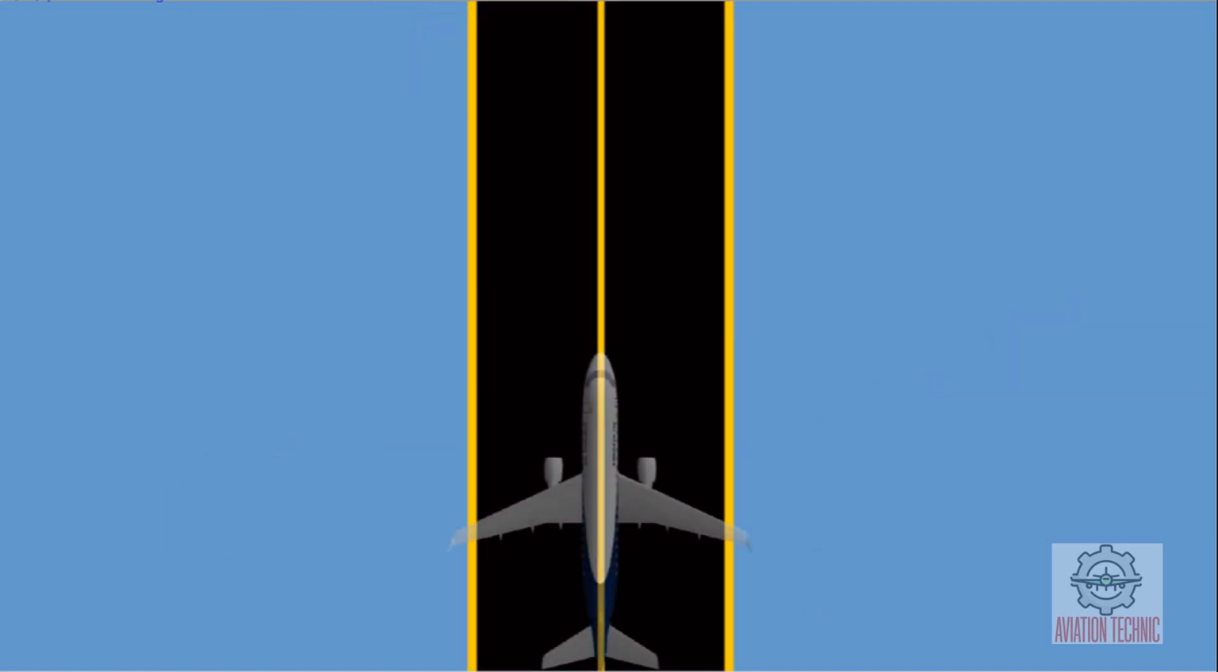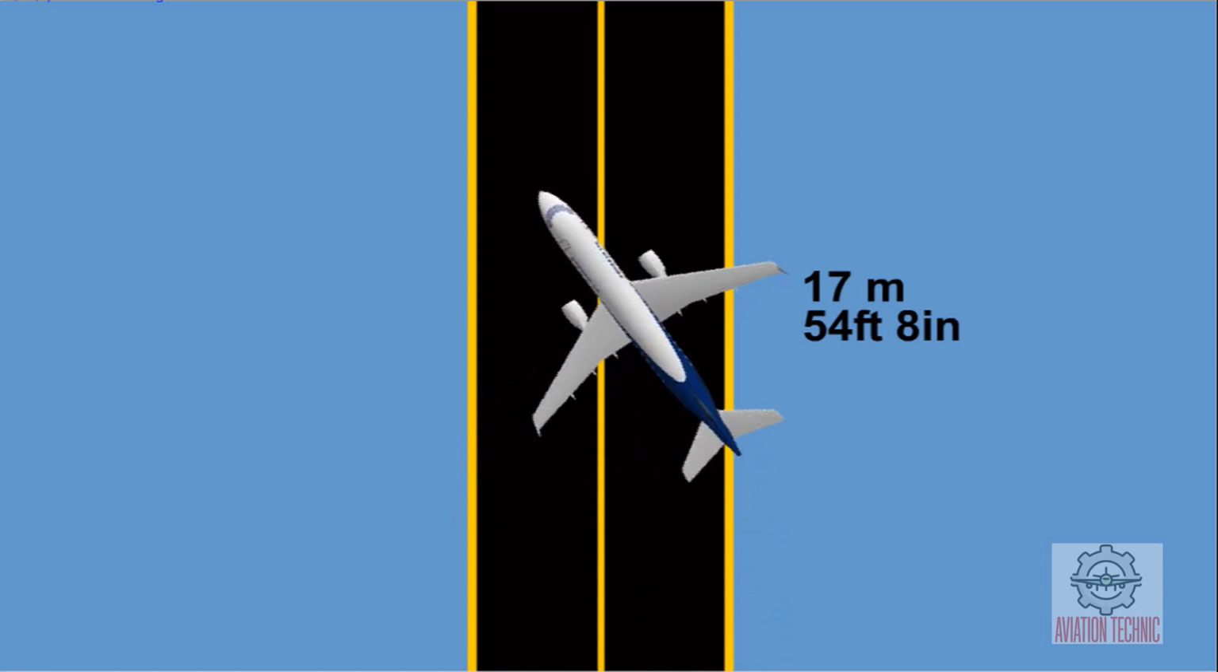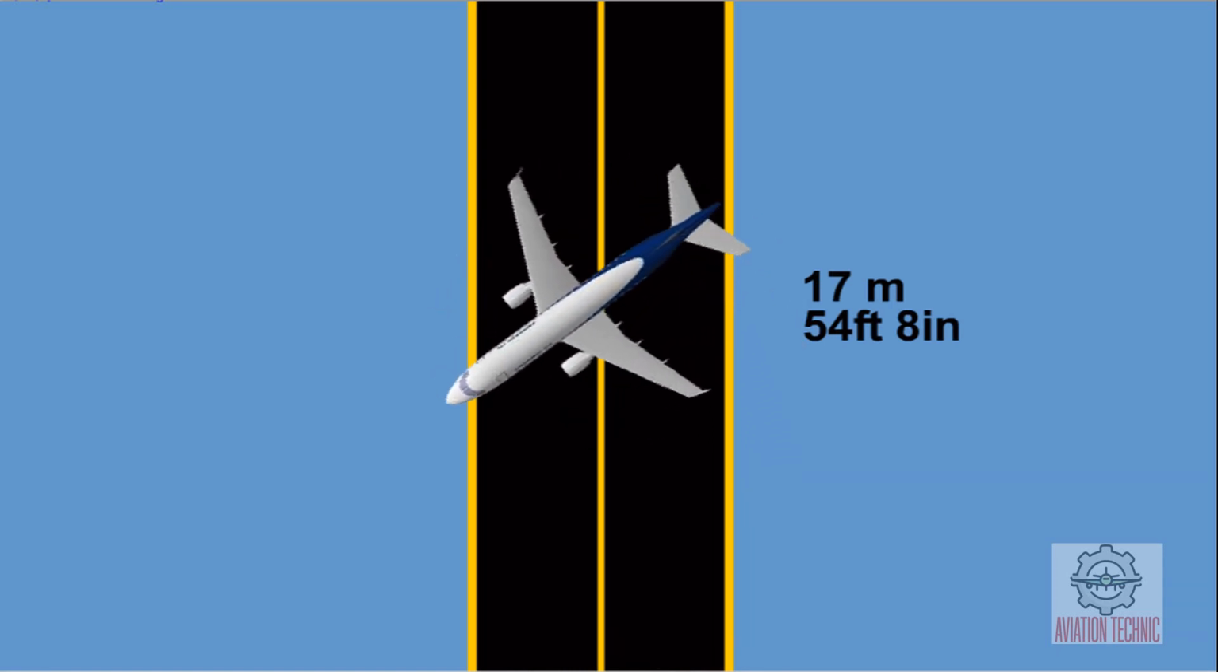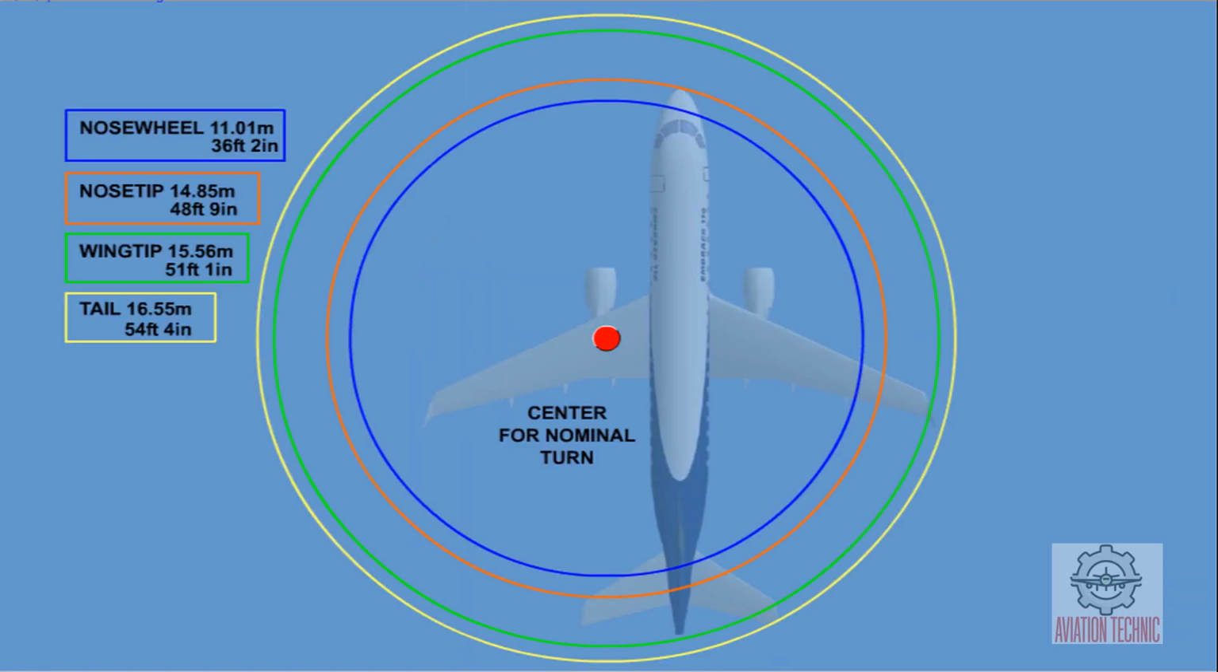With a full deflection of the nose wheel, the Embraer 170 can theoretically turn on taxiways as narrow as 17 meters, 54 feet 8 inches. Note that the largest clearance is required by the tail, which is not visible. In a maximum turn, either the left or the right main landing gear remains stationary.